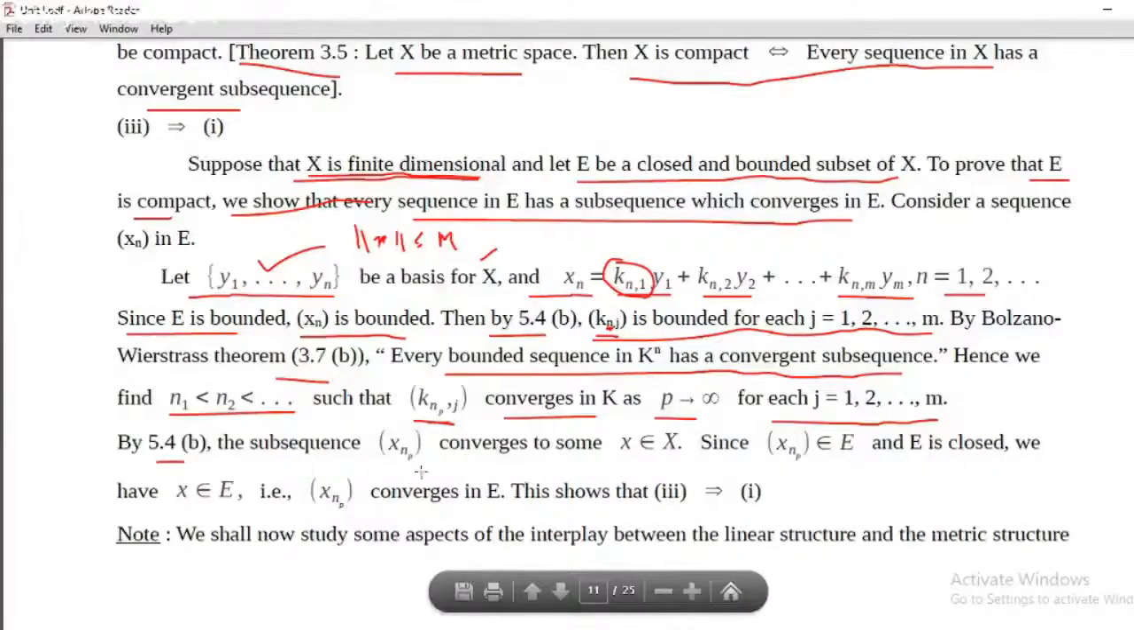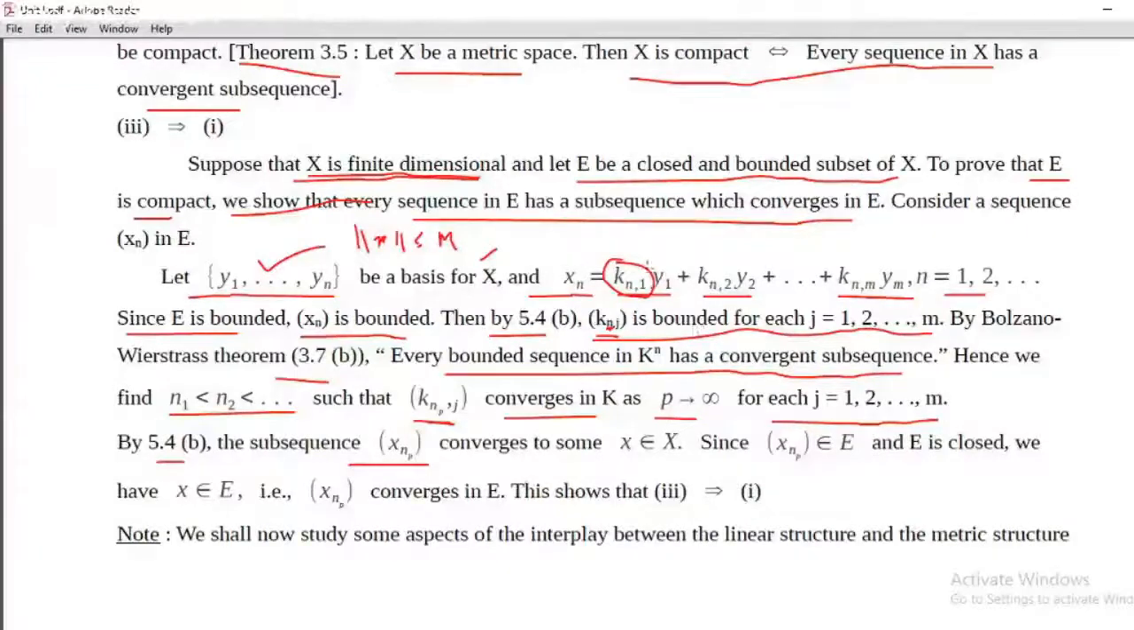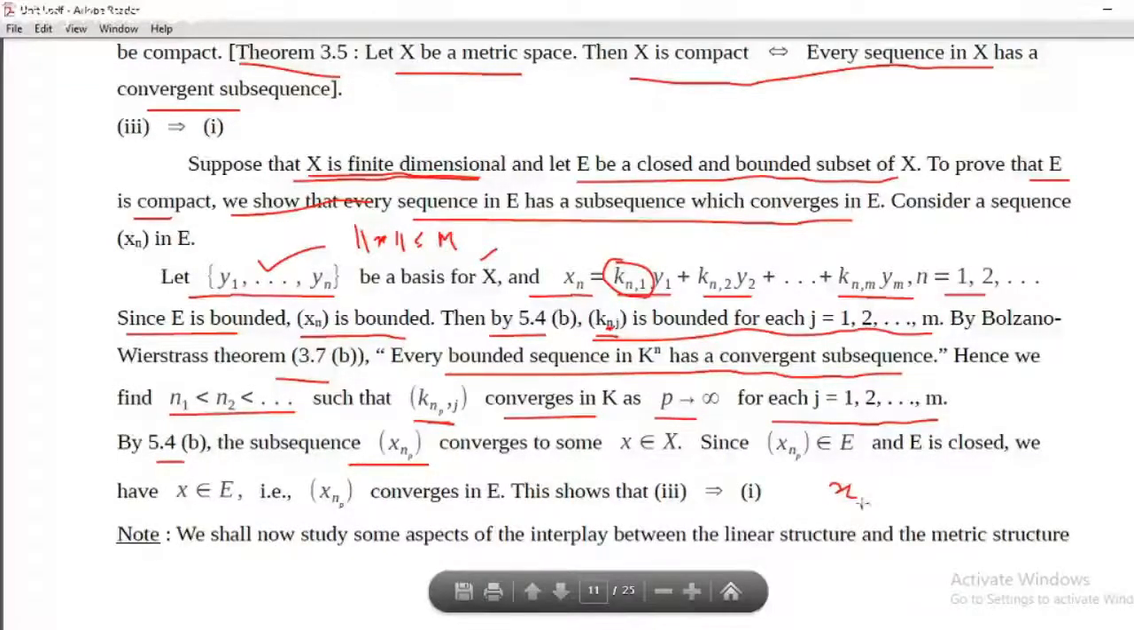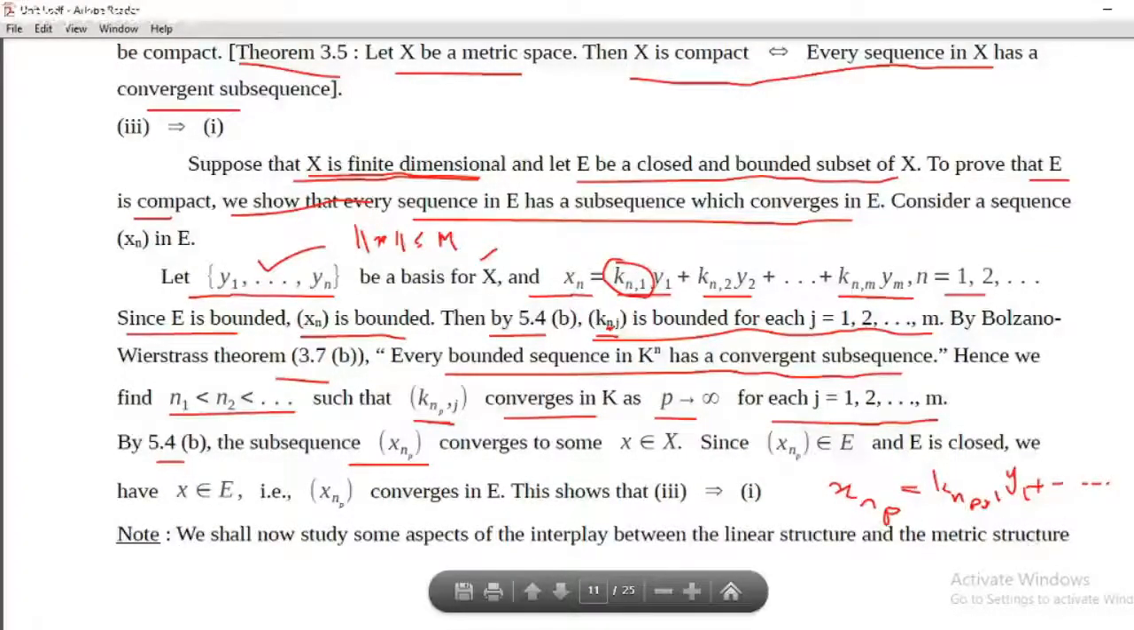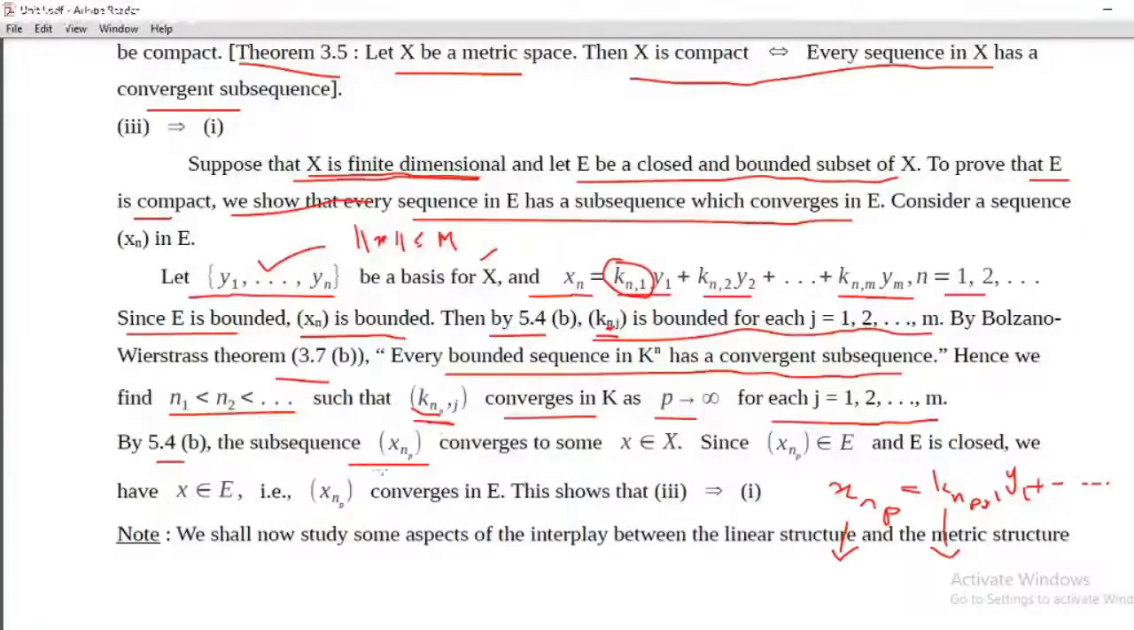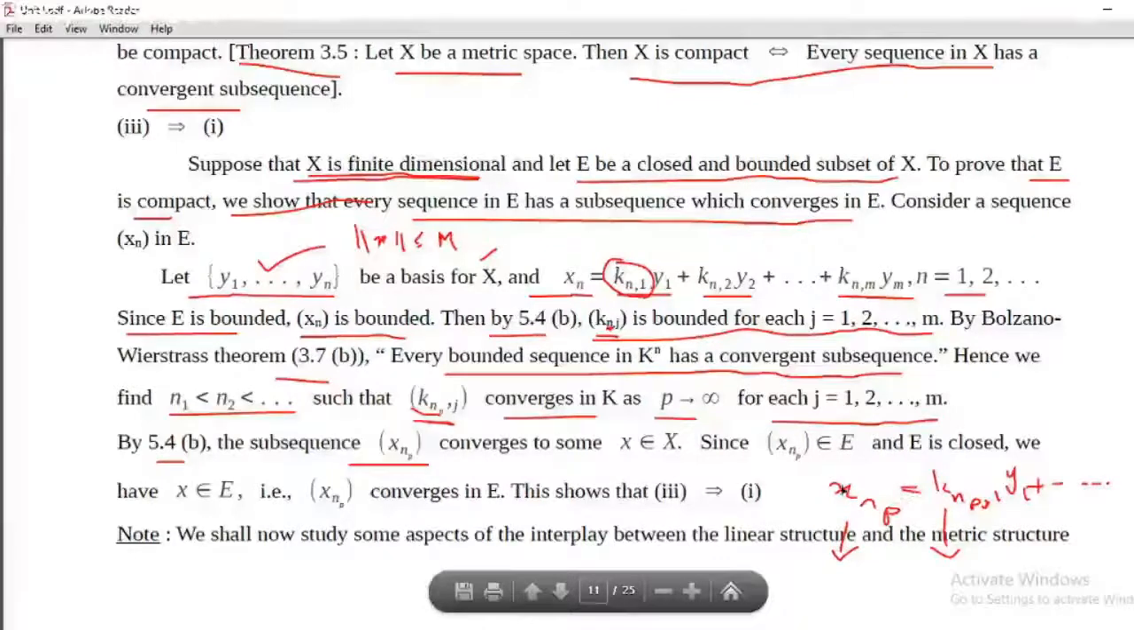And by 5.4b, consider the sequence xnp. What is xnp? It is knp1 y1 plus knp2 y2 plus etc. And we know that if these scalars converge, then the sequence xnp converges. Therefore, the sequence knpj converges in K implies the sequence xnp, which is expressed as the linear combination of y1, y2, etc., converges. That is, knp1 y1 plus knp2 y2 plus etc., and knpj converges to some element in K. Therefore, this xnp converges, by 5.4b.